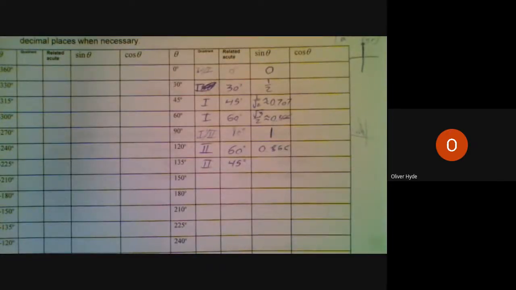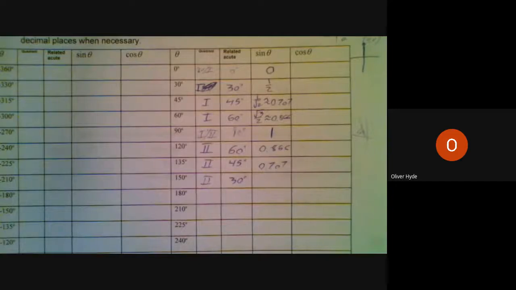Isn't this a 60-degree angle right there? So this would still be half of an equilateral triangle, except my x value is now negative, while my y value is still positive, which is why my ratio will still be root 3 to 2, or again, about 0.866. At 135 degrees in the second quadrant, I have a related acute angle of 45 degrees. The sine of 135 degrees is the same as the sine of 45 degrees.